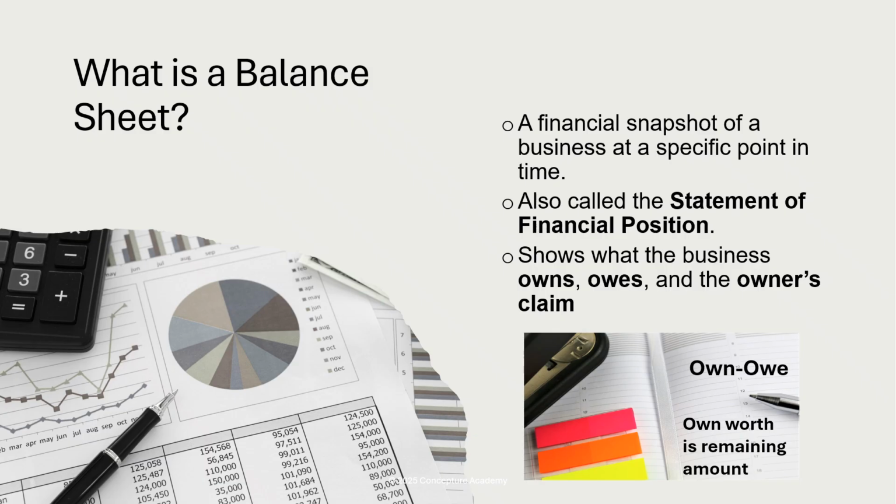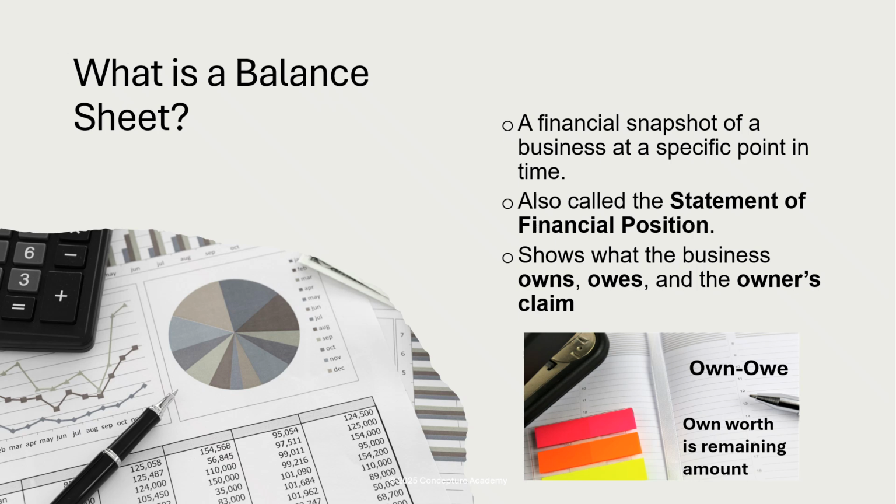The main thing about a balance sheet is that it is a financial snapshot of a business at a specific point in time. In other words, it's a statement that shows the financial position of a business and answers the simple question: what does the business own and how did it pay for the assets? Let me explain a balance sheet in a very easy way.